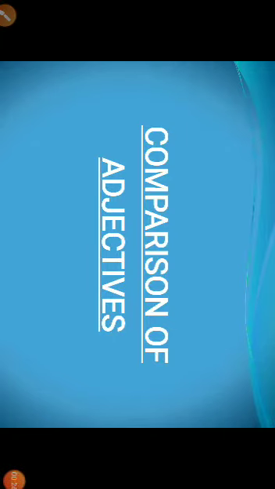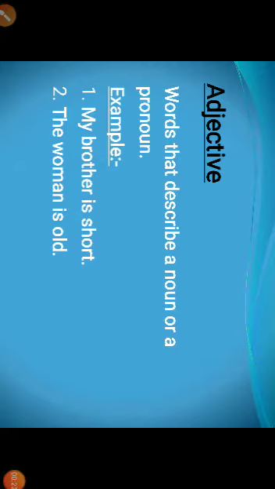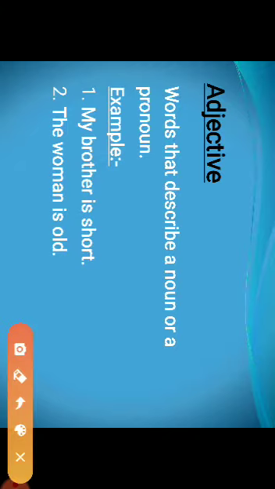Comparison of adjectives. Firstly, see what is an adjective. Words that describe a noun or a pronoun, meaning the words which tell us more about a noun or a pronoun, are known as adjectives. For example, my brother is short. So here, what is the noun? Brother. Brother is the noun and the word short is the adjective because it is telling more about the noun. In a similar way, the second sentence, the woman is old. Here the noun is woman and old is the adjective.